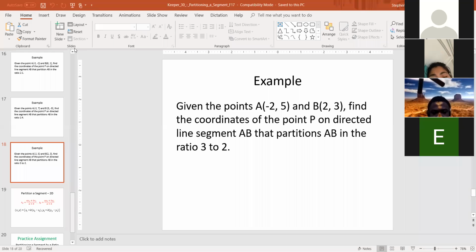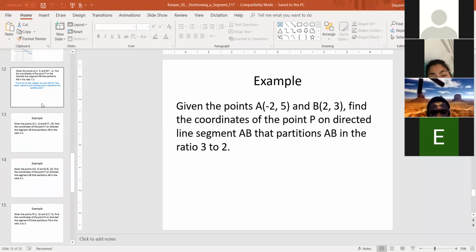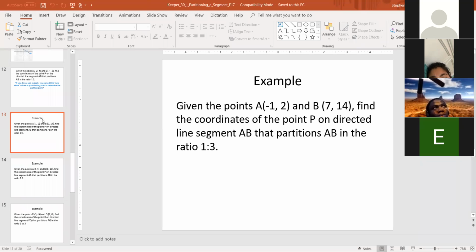And let's go to this one. It says, given the points A is -1, 2, and B is 7, 14. Wow, that's huge. Find the coordinates of the point P on the directed line segment AB. So A is -1, 2, and B is 7, 14. And we're looking for a 1 to 3 ratio.